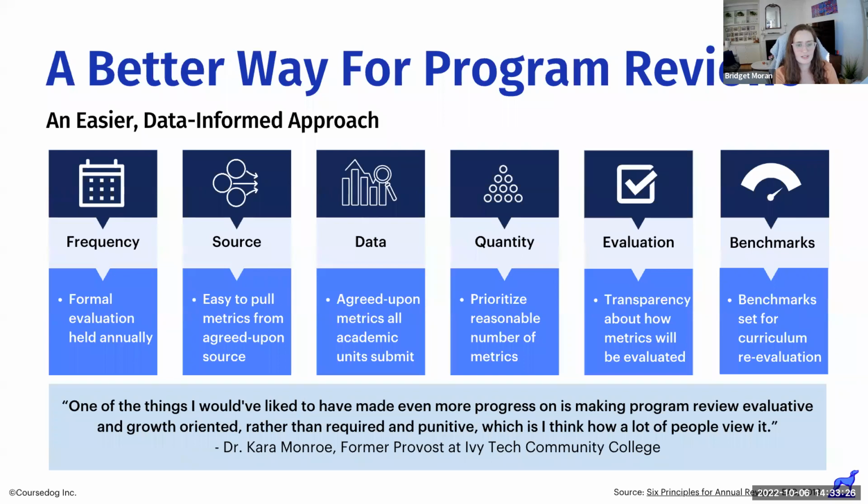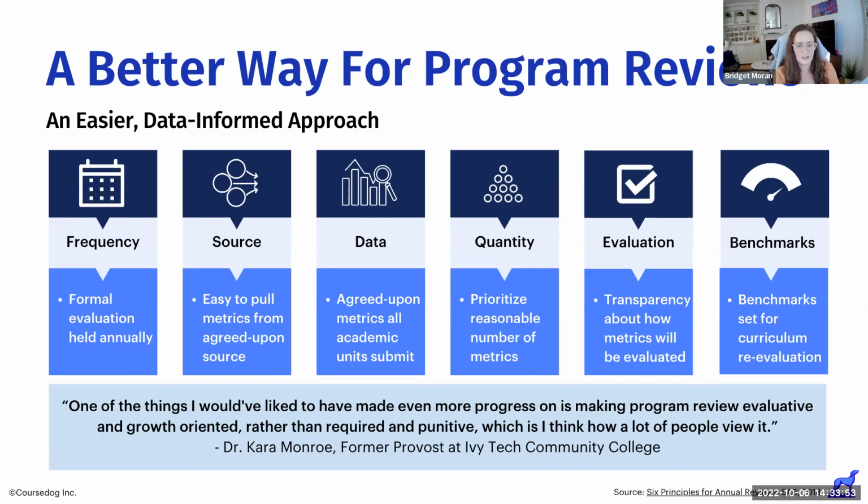As I just mentioned, the data points should also be agreed upon and standardized for all units, so programs feel like they aren't being held to a different set of standards from others. The number of data points requested should also be a reasonable number. An endless list of metrics increases the burden to conduct the review and makes it more difficult to determine which metrics are actually important to evaluate.